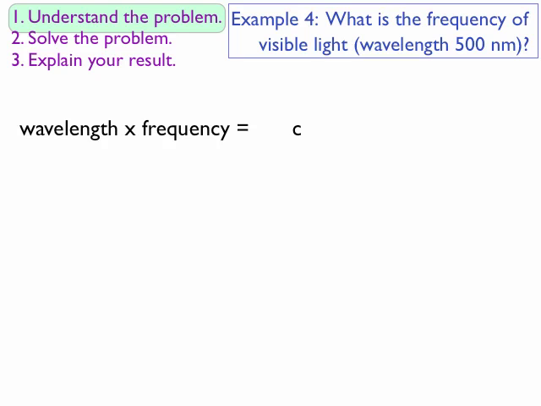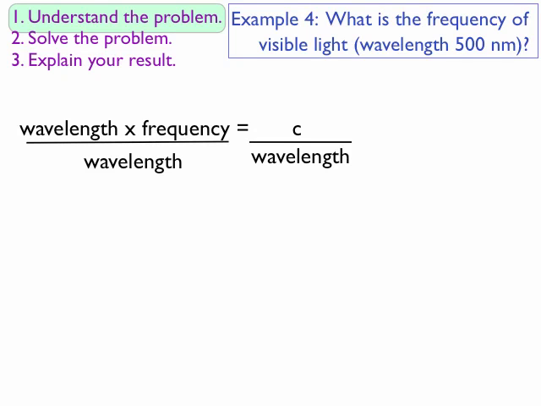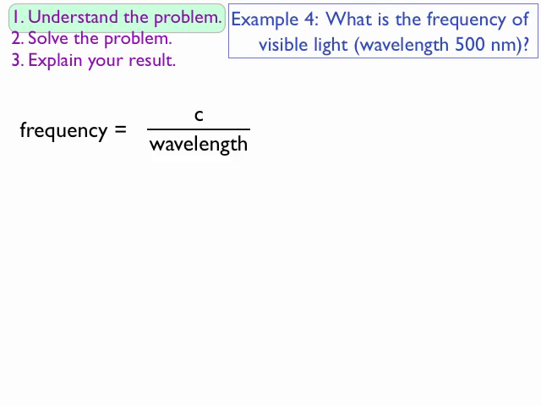We are given the wavelength of 500 nanometers and asked to find the frequency, so we need to solve the equation for frequency. We can do this by dividing both sides by wavelength. Wavelength then cancels on the left, leaving the equation frequency equals c, or the speed of light, over wavelength. Let's rewrite this to make some room. We're now ready for step 2.